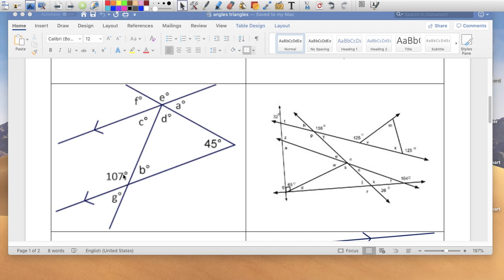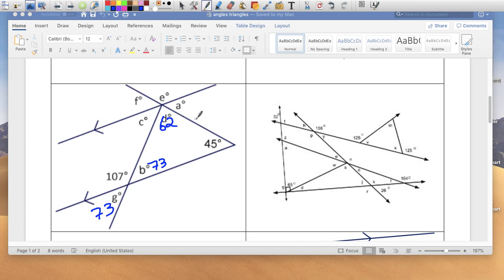This one, that's 107. This is going to be 73. If that's 73, this is 73. What else can we do here? That's 73, that's 45. If you look in the triangle, we have 2 of the 3 angles. So 73 plus 45 equals something, 180 minus that equals 62. This is 62.